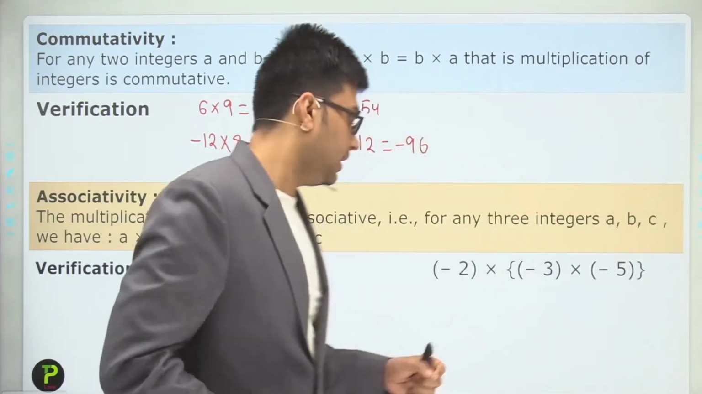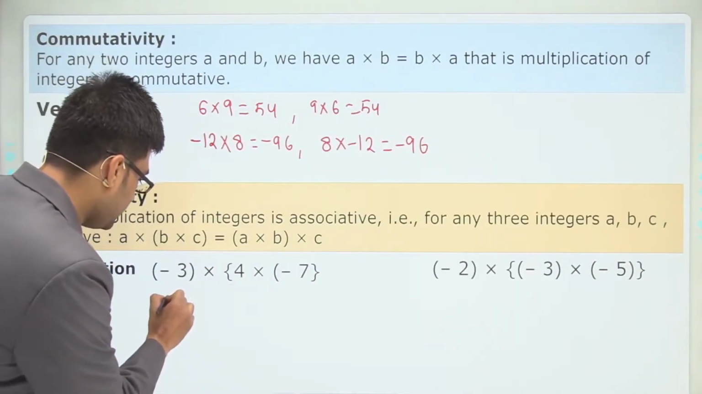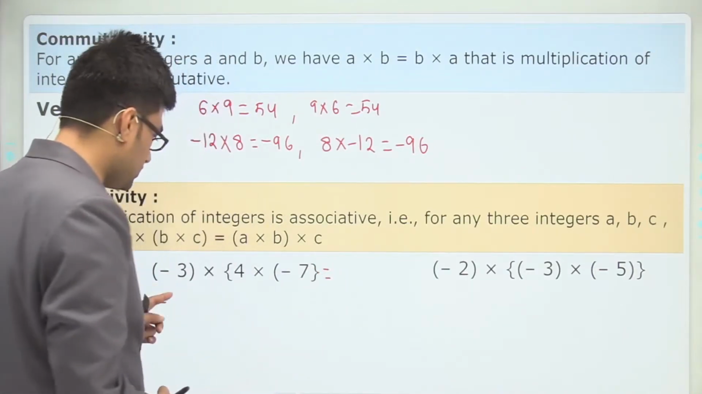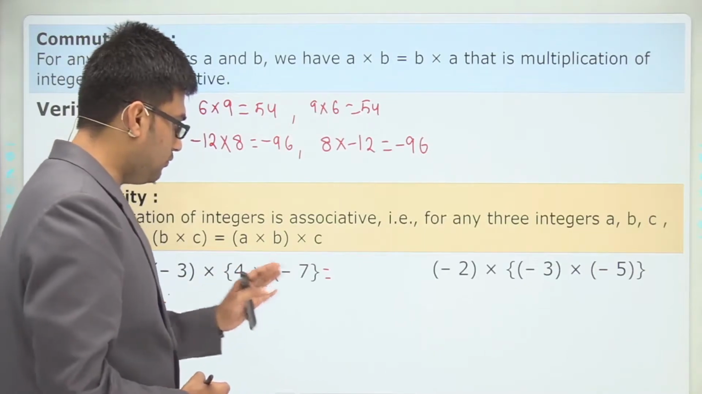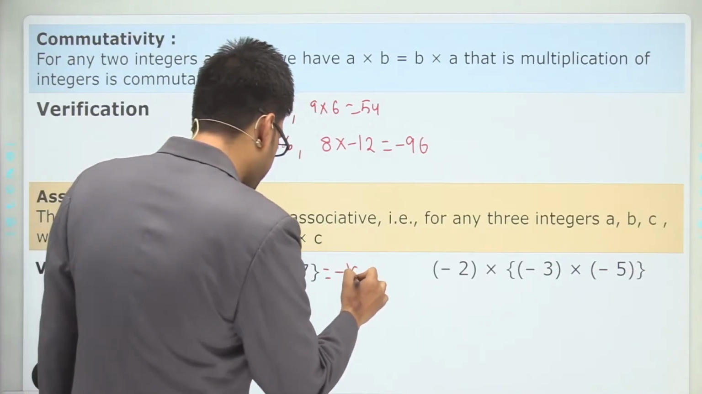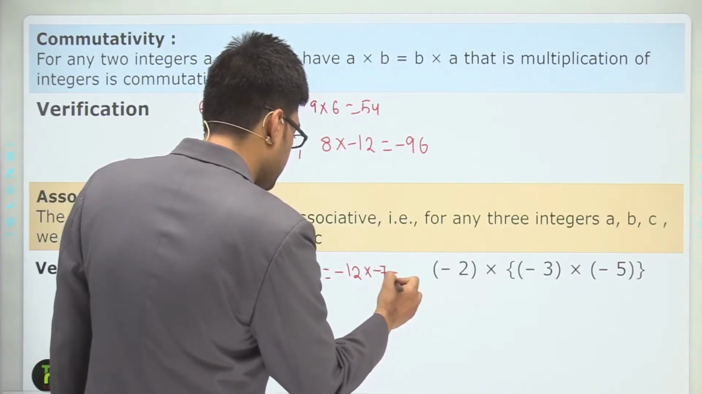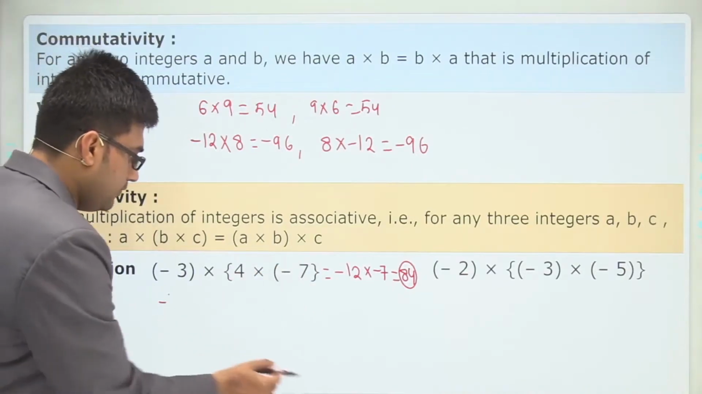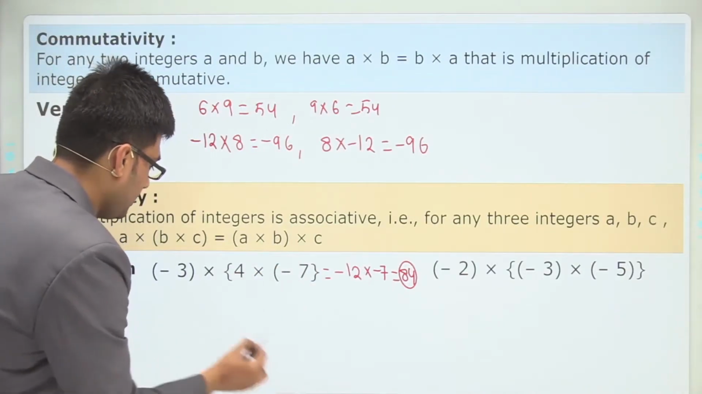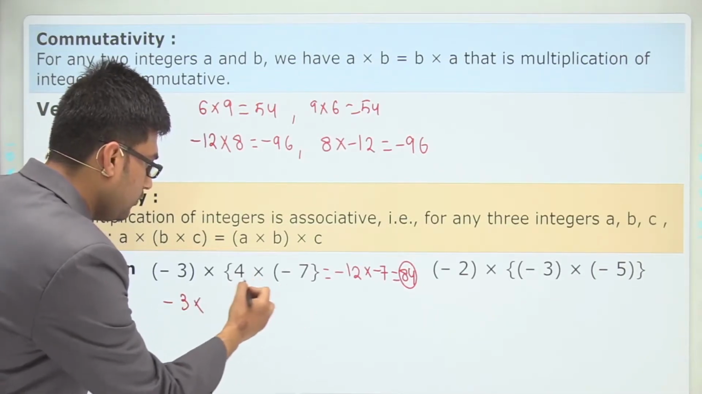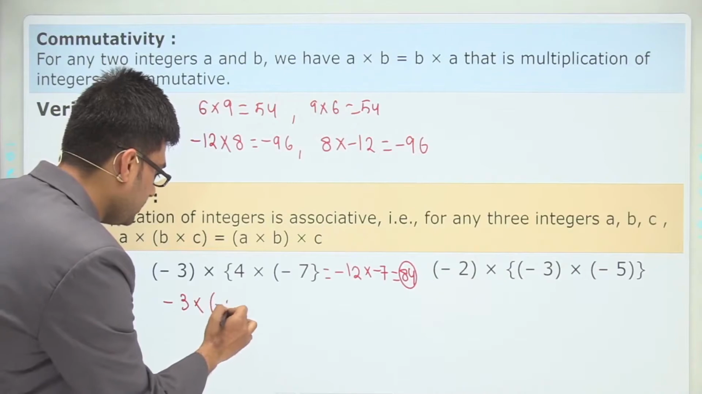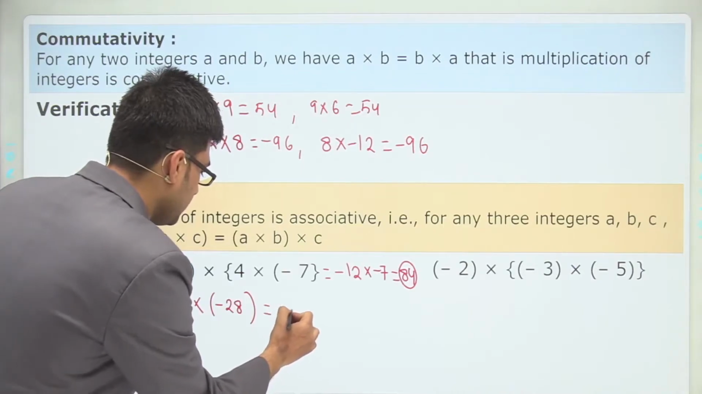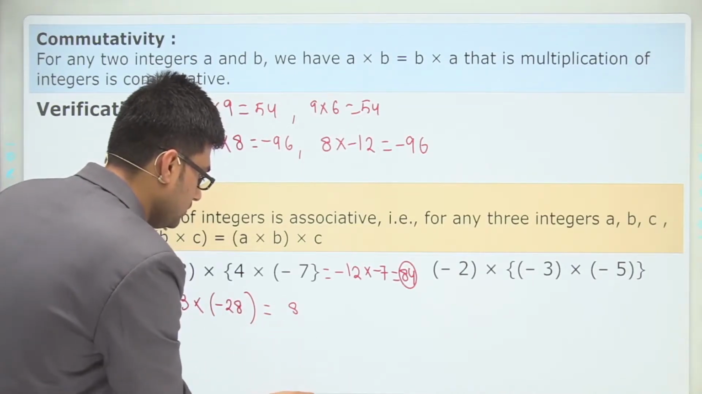Here we have a few examples. Minus 3 multiplied by 4 multiplied by minus 7. First we have minus 12 multiplied by minus 7, which is equal to 84. We can also write it as minus 3 multiplied by (4 multiplied by minus 7), which is minus 3 multiplied by minus 28. When we solve this, minus times minus is plus, so it is equal to 84.